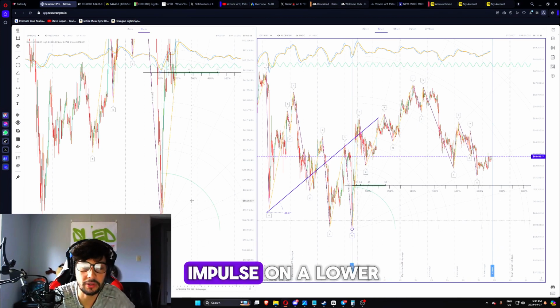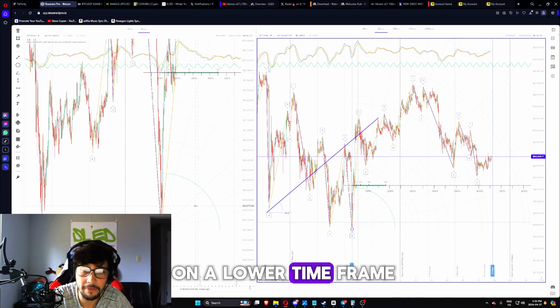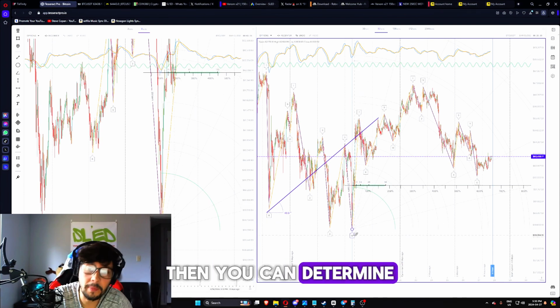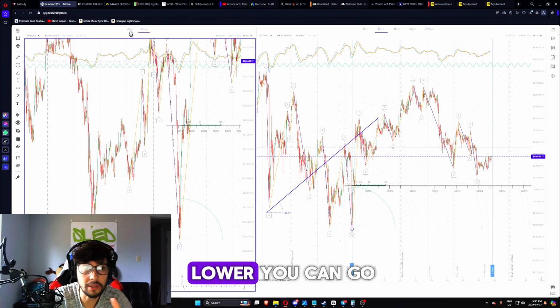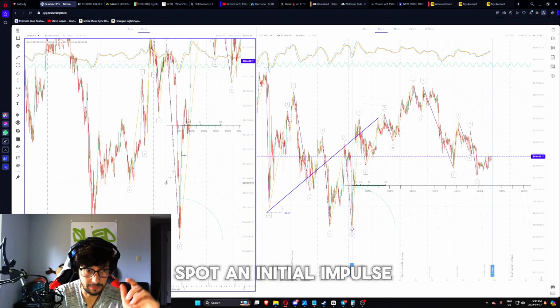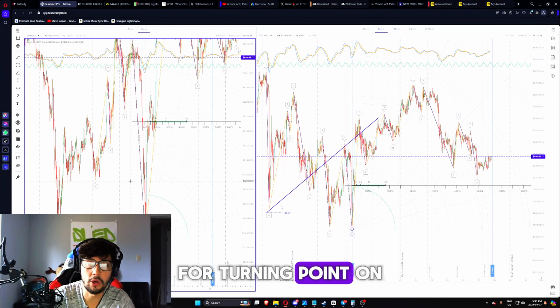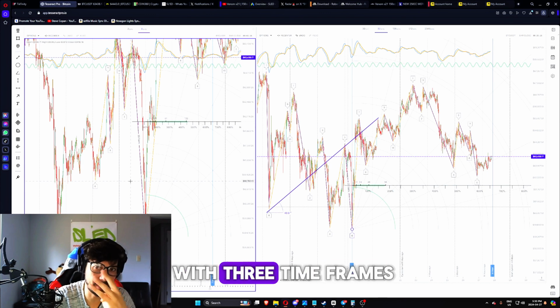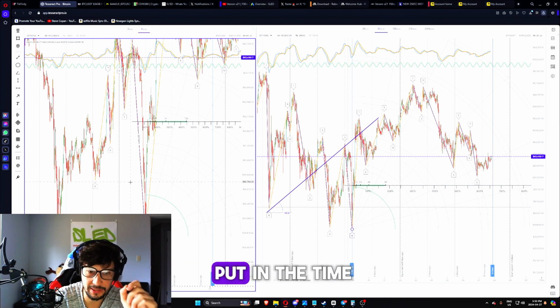You look for initial impulse on a lower time frame. Once you spotted the initial impulse of a turning point on a lower time frame, then you can determine it's a turning point on a 32-minute chart. You can even go lower. You can go to a 2-minute chart, and you can do it that way as well. So then you can spot an initial impulse on a 2-minute chart for a turning point on an 8-minute chart. So you want to work with 3 time frames. It's a multi-time frame analysis, and it works the best when you guys put in the time.